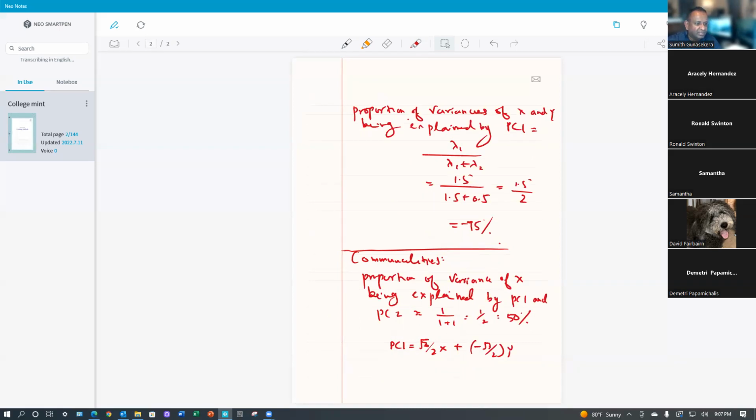Then if I find the variance of this, the variance of PC1, I'm going to utilize the formula for the variance of ax plus by. The variance of a linear combination is given by a squared variance of x plus b squared variance of y plus 2 times ab covariance between x and y. From that original covariance matrix, you can get all these values. Our a is what? √3 over 2.